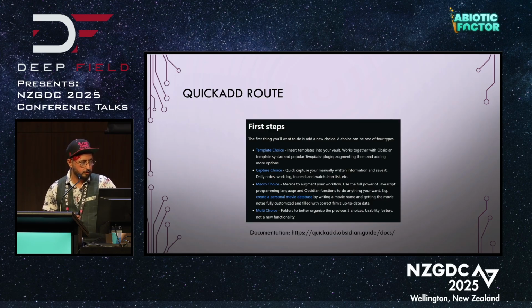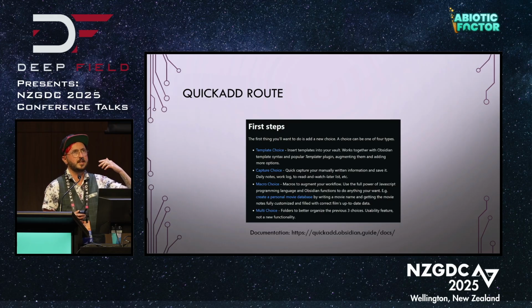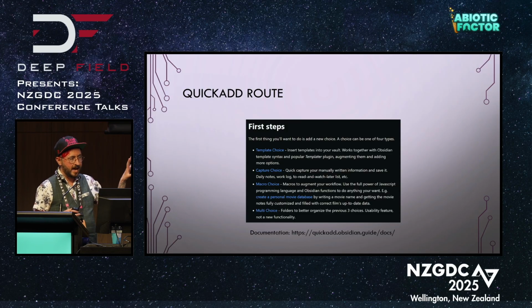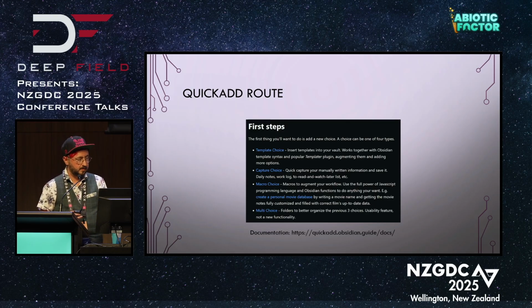And then there's the Quick Add route. So it basically gives you a bunch of choices. There's the template choice where it will create a note and insert a template. There's the capture choice where you can give it information and then it can insert that into a template. And then macro, which allows you to do multiple choices at once, execute code, execute Obsidian commands. Anything Obsidian can do, you can access within the Quick Add UI and tell it to do that. You don't even have to write code to use Quick Add, but you can.